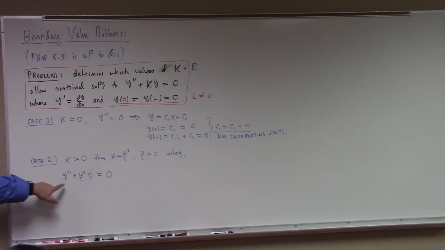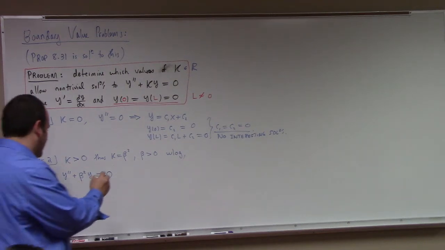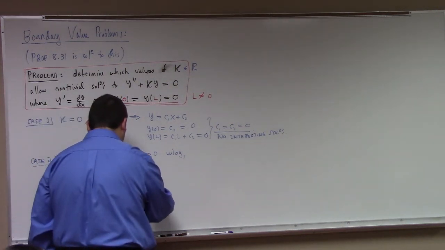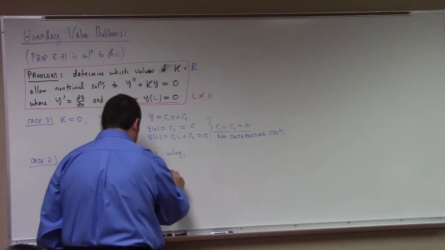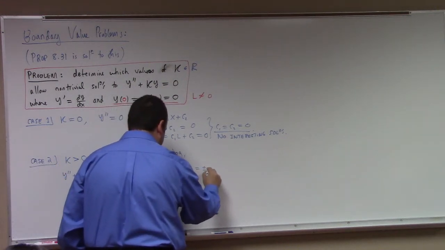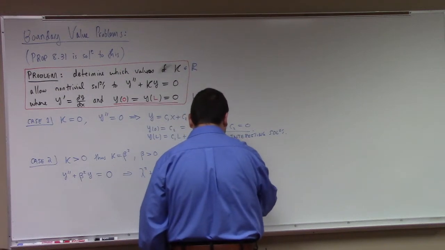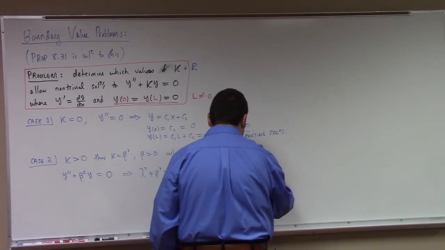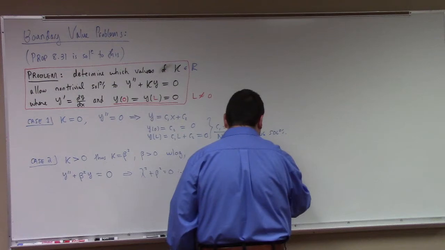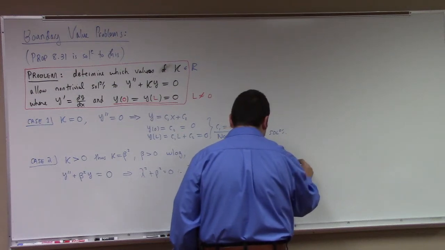What are solutions to this? We got what? Lambda squared plus beta squared equal to 0. Therefore, lambda is equal to plus or minus i beta. In other words, y is equal to c1 cosine beta x plus c2 sine beta x, right?